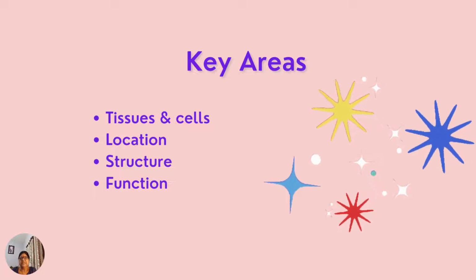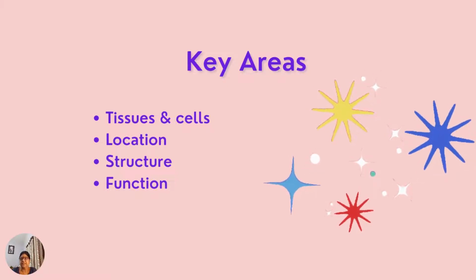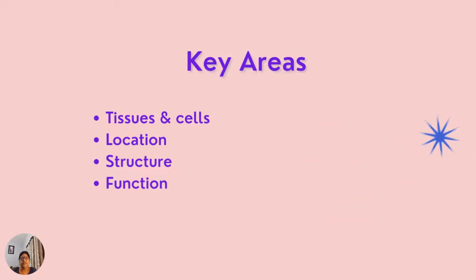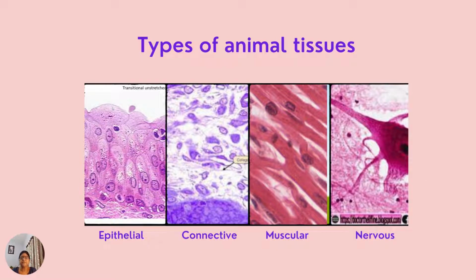The key areas in this lesson will help you understand how animal body functions, where do we find these tissues and cells, and the different types of tissues, and the kinds of cells present in these tissues that facilitate different functions. Let's get started. A tissue is a group of cells connected to each other that collectively perform similar functions in an organism.